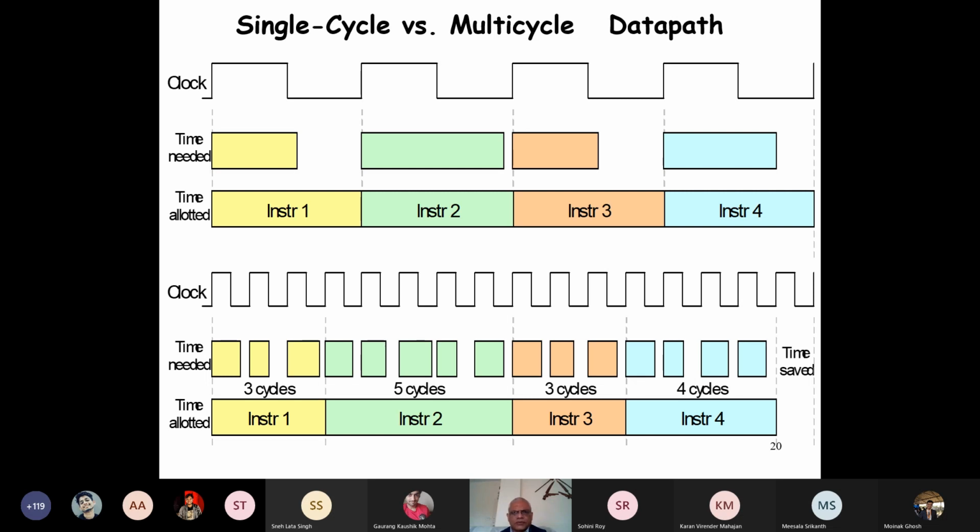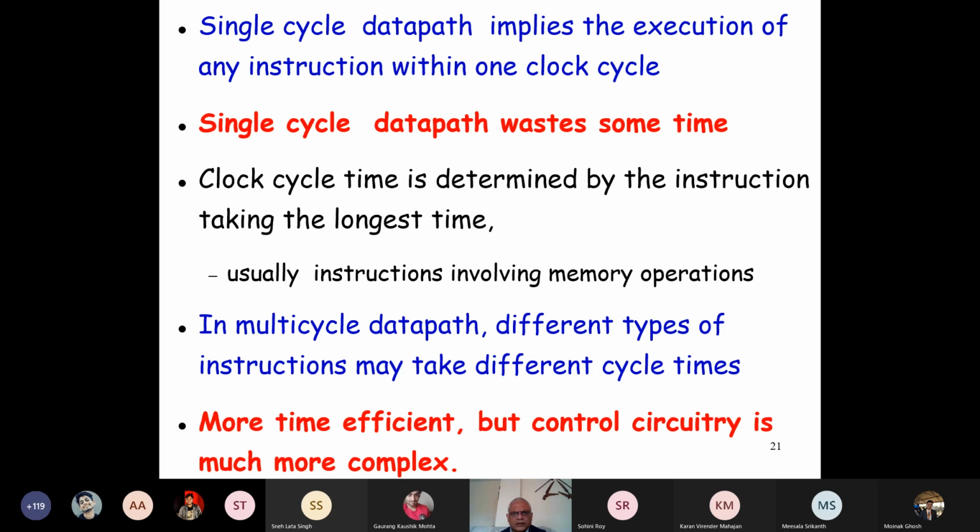So this fundamental thing, I hope it is clear that a single cycle processor is simple to design and each instruction completes in exactly one cycle. In a multi-cycle, each instruction takes multiple sub-cycles, but some take 3 cycles, some take 2 cycles, some take 5 cycles, etc. Single cycle data path wastes time for different types of instruction. Multi-cycle instructions take different time, but here it is time efficient, but control circuit design is more complex.